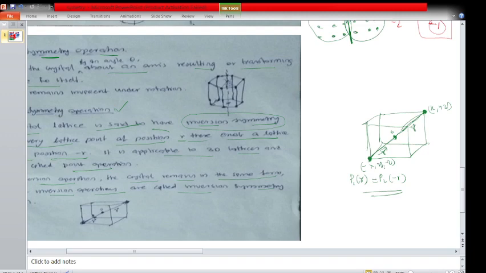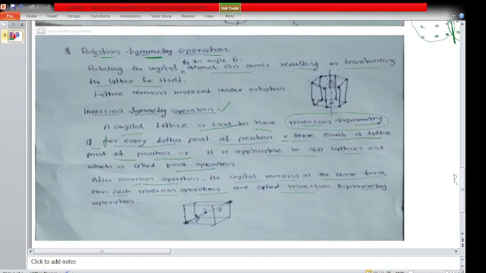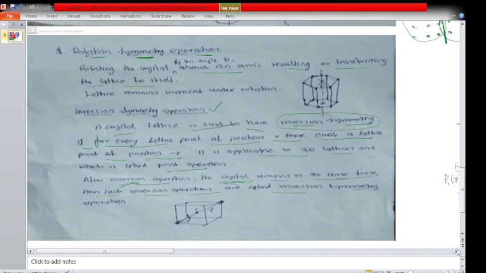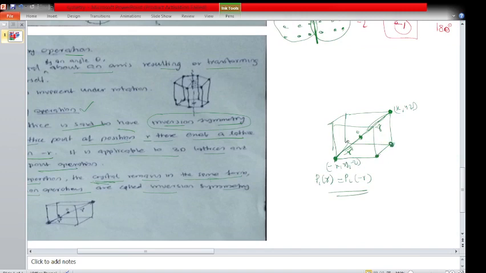And if you do some translation operation from one lattice point to another, after that inversion operation the crystal remains in the same form. If this is your crystal structure, I take one of these lattice points, this red one, and move it to this position, and this one to this one, or you can consider it that way also. If the lattice point at r is replaced with the lattice point at minus r and you still get the same crystal structure, then we can say this crystal structure has inversion symmetry, and the operation is an inversion symmetry operation.